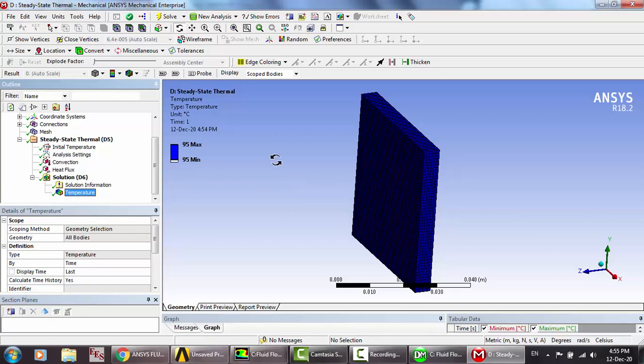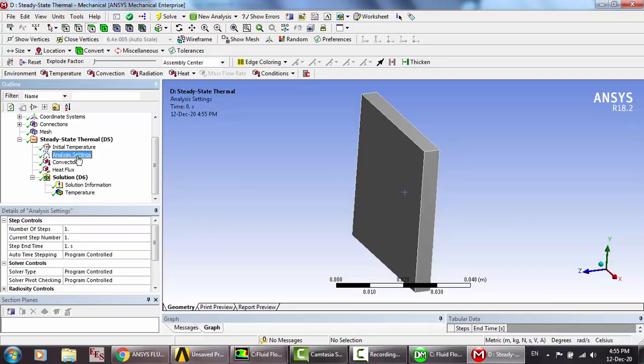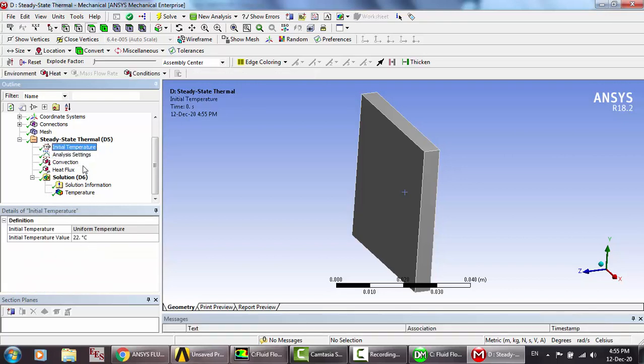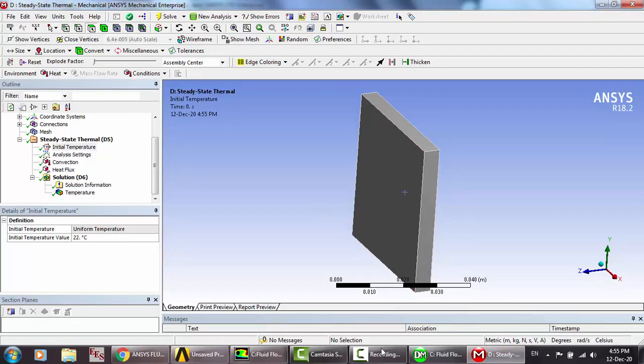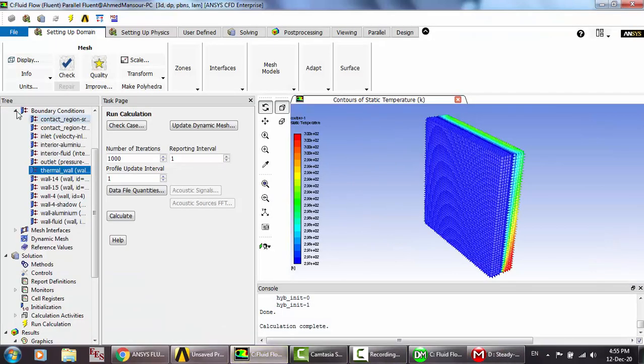So, gentlemen, this is it. It's a very important technique to understand initial temperature, just the initial temperature. You can investigate it if you want. So, in this video, we actually investigated the effect of the convection in Fluent and in ANSYS Steady State Thermal.